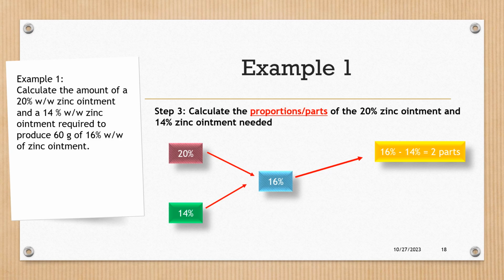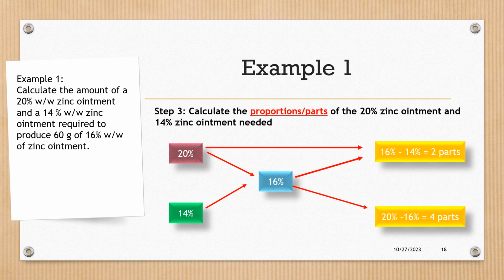Now for your 20%, how much of it we're going to be using, you take the difference of that and you're supposed to get 20 minus 16, that's 4 parts. Now, why we went from down to up in terms of that diagonal fashion, the response that you're getting here is telling you that you should be using 2 parts of your 20%, and then for the 14% we went downward diagonally, and that is telling you that you're going to be using 4 parts of your 14%.